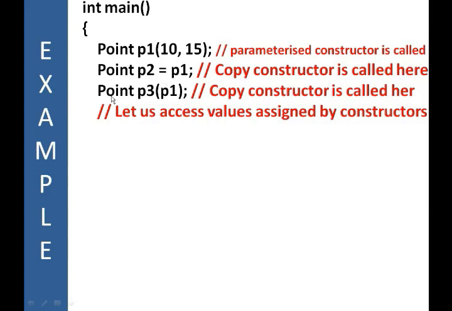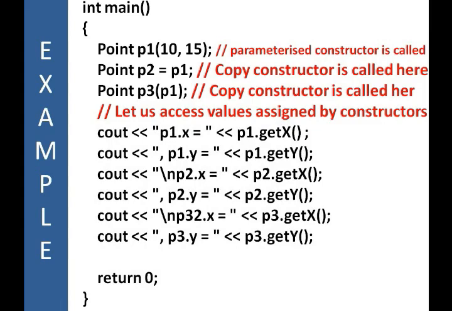Similarly, the next is another type of constructor invocation, point p3 within brackets p1. Both these statements are the same. We can use equal to, or we can use the existing object as a parameter. Both will invoke the copy constructor of the class.